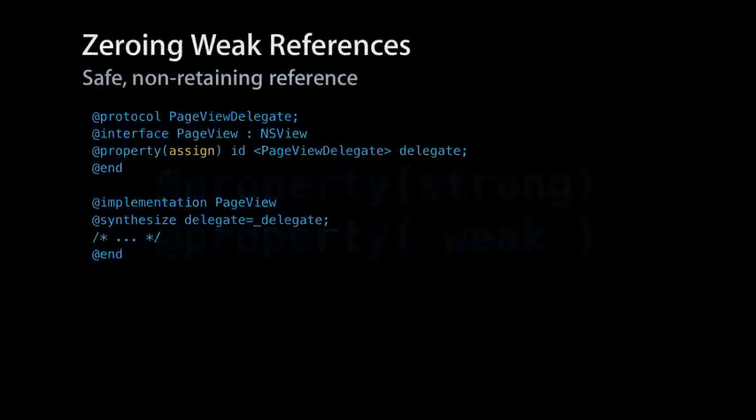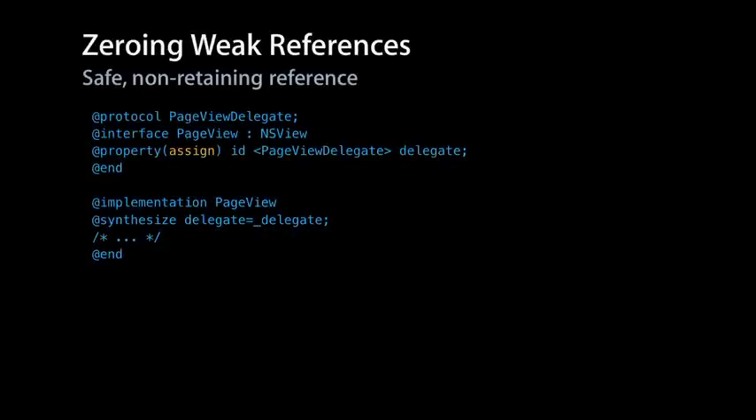Let's look at perhaps the most stereotypical example where we can benefit from zeroing weak references. Delegates are an established pattern of a reference to an object that's not retained. These are commonly specified as properties using assign, meaning that they don't get retained. If you've ever had to debug a crashing bug that turned out to be a stale delegate reference, then this change is for you. Now just set your delegate property to weak, and when your delegate gets deallocated, your reference will be cleared out automatically.